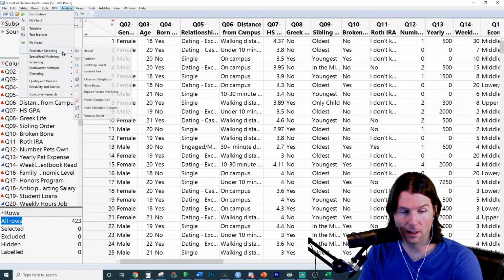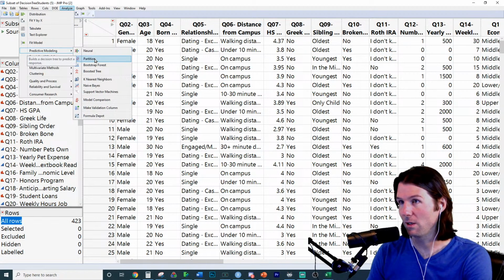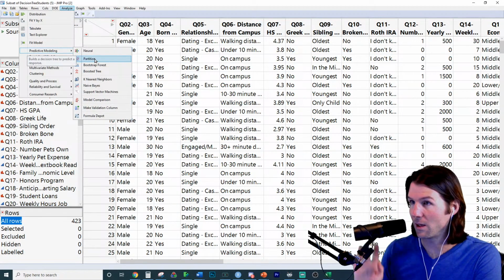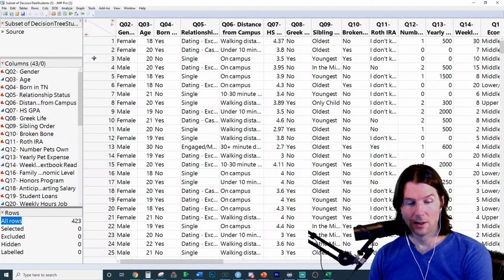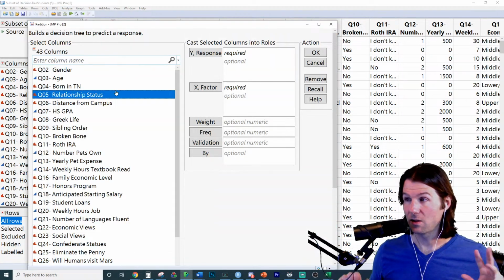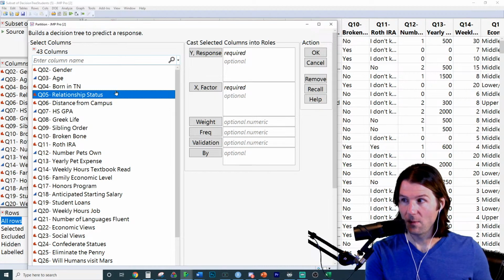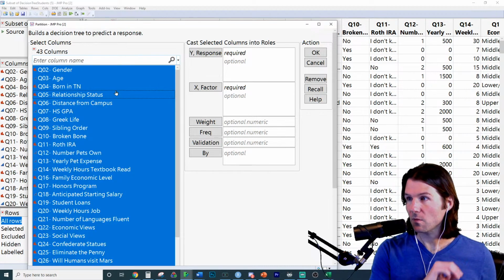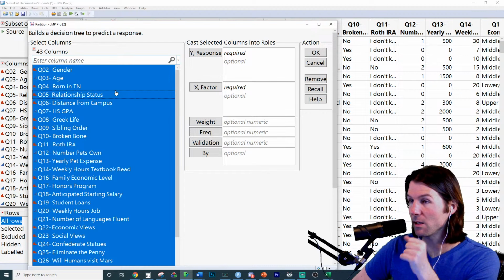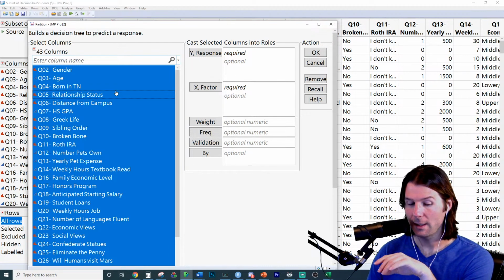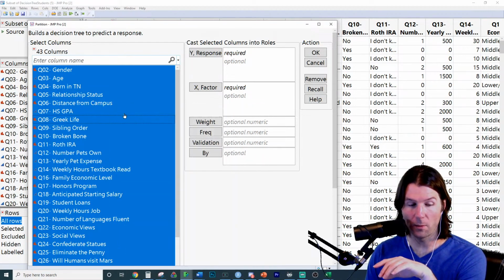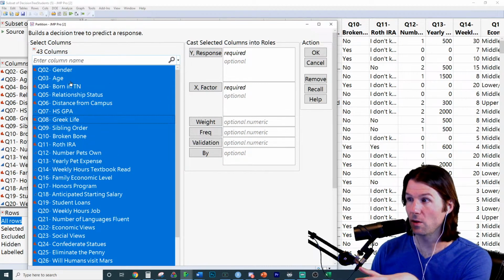So we're going to go here to Analyze, Predictive Modeling, and Partition. So that's Analyze, Predictive Modeling, and Partition. So I'll pause here on this screen. So now the way to do this really easily is to click Control-A or Command-A on a Mac, and we've selected everything. So now that you've selected everything, let's go ahead and drag everything over to the X. Now, I want to point out I have deleted the variables we don't want.